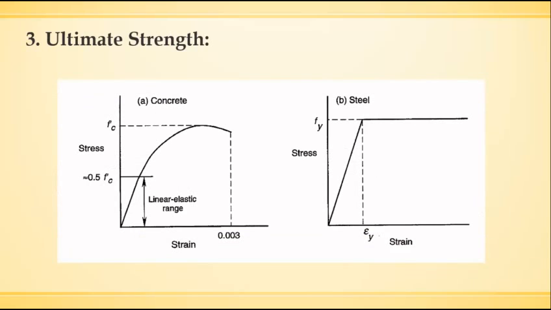The relationship between the strain and stress of the concrete will be linear when the strain is from 0 to epsilon naught, which equals 0.002, and will be linear from 0.002 to 0.003. For steel, the relationship between the strain and stress will be linear from 0 to epsilon y, and after that the relationship will be constant.